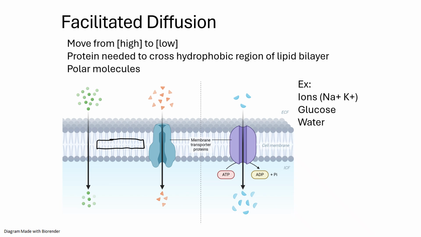Water crosses into and out of the cell membrane using a protein called an aquaporin. And let's just pretend that this is an aquaporin, and these are little H2O molecules.